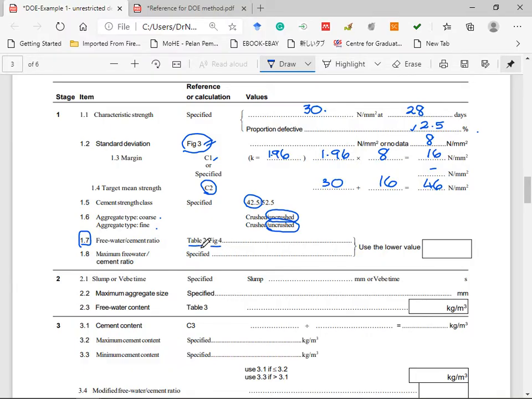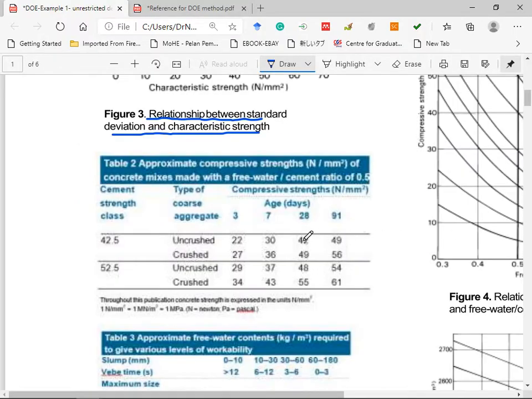The free water cement ratio based on this data is determined using Table 2 and Figure 4. First, we look at Table 2. Data from Table 2 is brought to Figure 4. You can find this table in the manual. The cement class is 42.5, the type of coarse aggregate is uncrushed, and the compressive strength is at 28 days. The data we need to carry to the figure is 42.